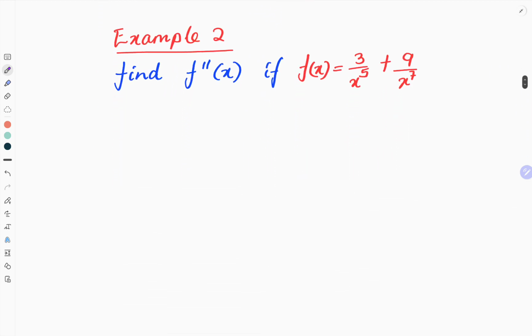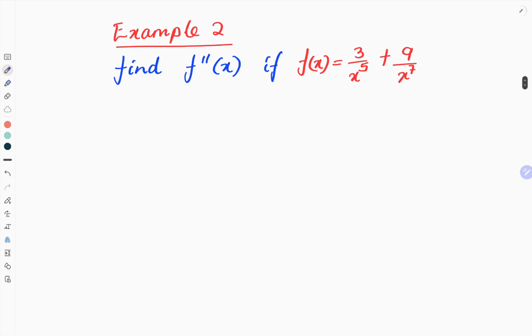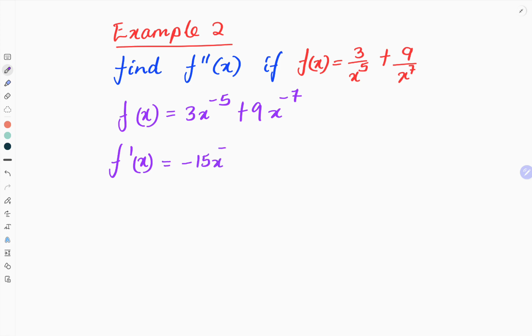Then in example number 2, we want to determine the second derivative of f of x equals 3 over x to the power 5 plus 9 over x to the power 7. The first thing that we want to do here is to make the variable the numerator, not the denominator. Applying the laws of indices, that will be 3x to the power minus 5 plus 9x to the power minus 7. Then we can determine the first derivative, and in this case that will be negative 15x to the power negative 6 minus 63x to the power negative 8. Then you can further differentiate this to get your second derivative.